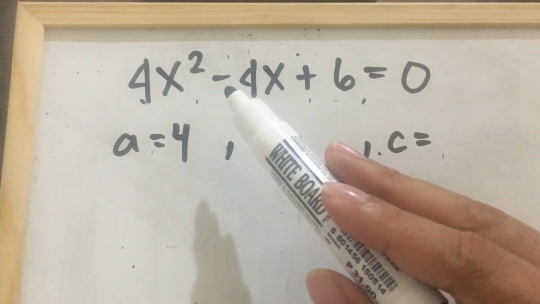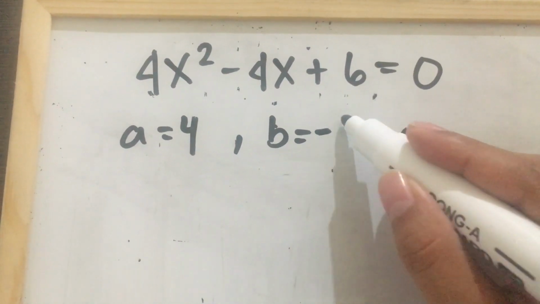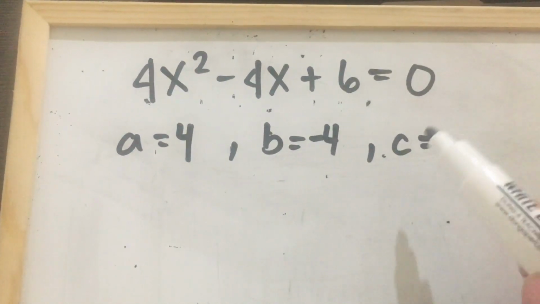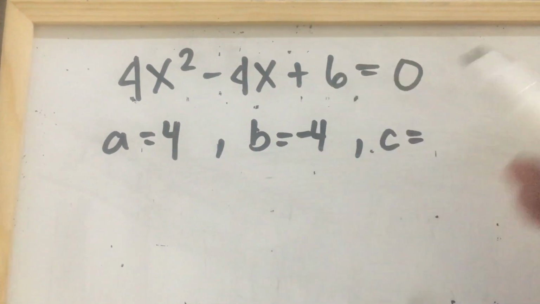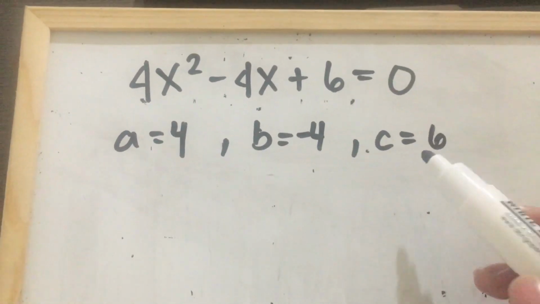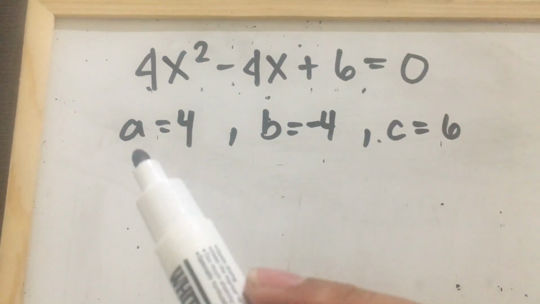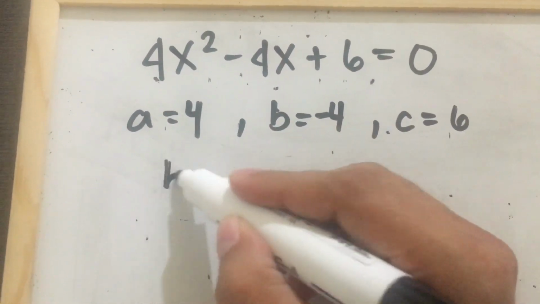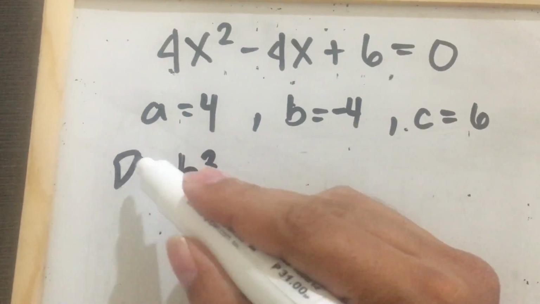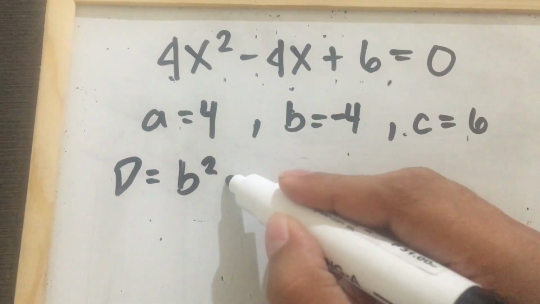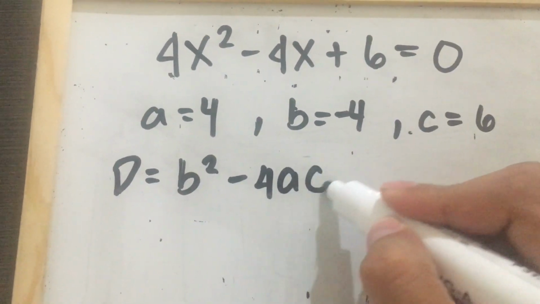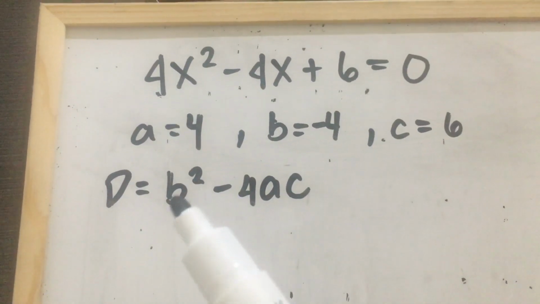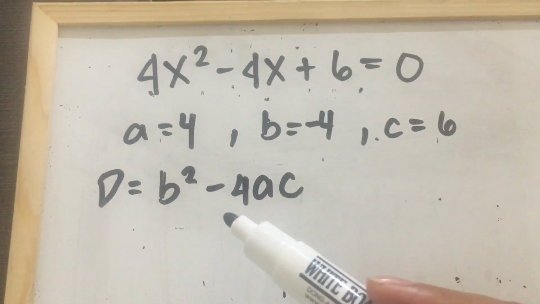So we have -4. Okay, so that's -4. Our c is a constant number, so it has no variable. So that is +6. Since you already have the values of a, b, and c, it's now time to solve for the discriminant D, and the formula is b squared minus 4ac.